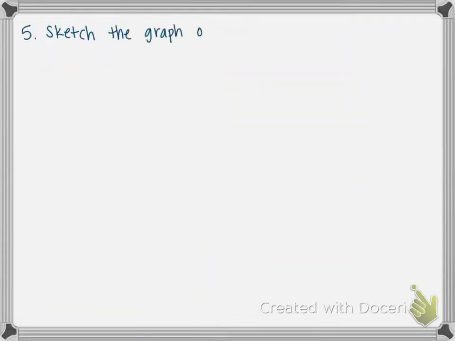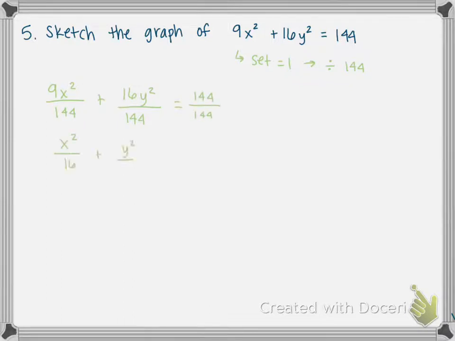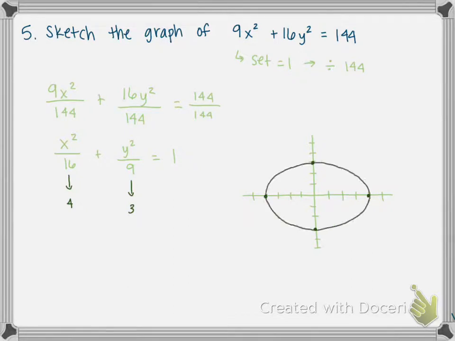Example number 5 says to sketch the graph of 9x squared plus 16y squared equals 144. Let's set this equal to 1, so we'll divide everything by 144. And after we reduce that, we get x squared over 16 plus y squared over 9 equals 1. So let's go ahead and start graphing this. We know that when we set y equal to 0, x is going to be 4, and when we set x equal to 0, y is going to be 3. So you can plot those on your x and y axis, sketch in your ellipse.